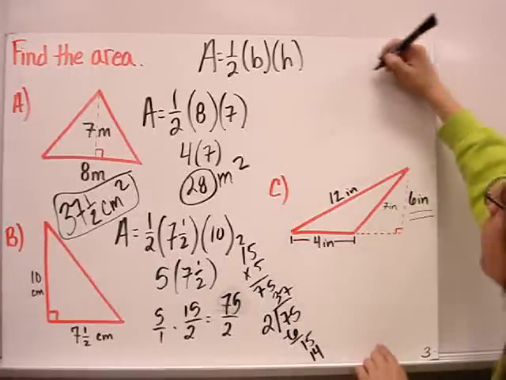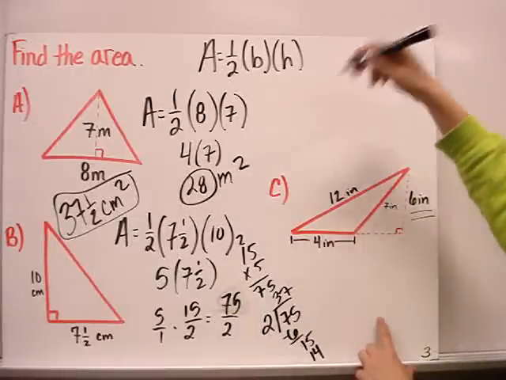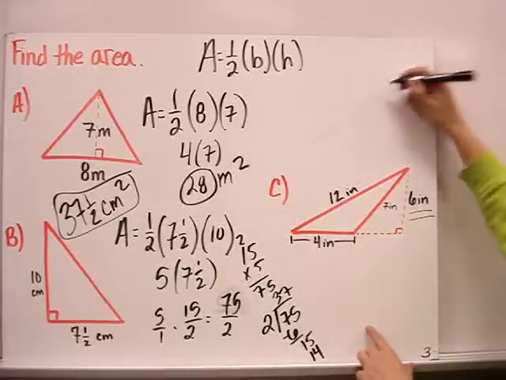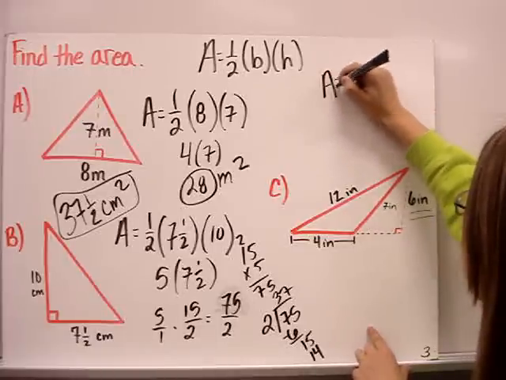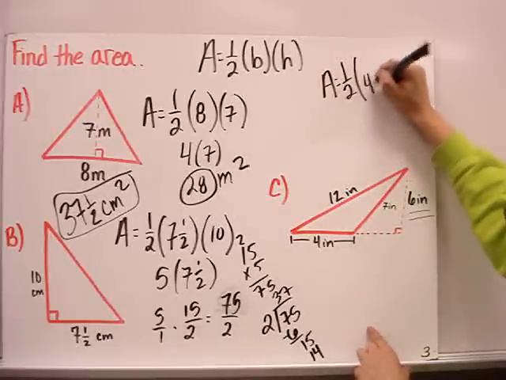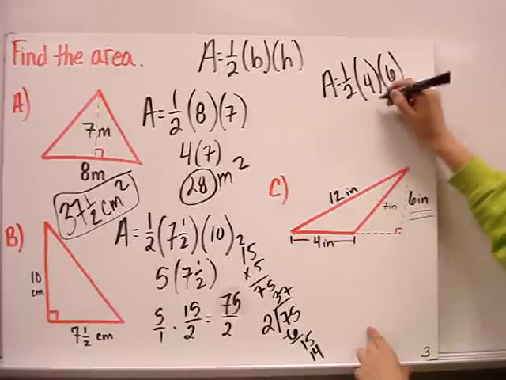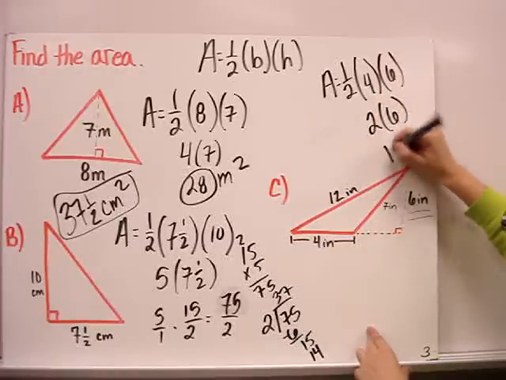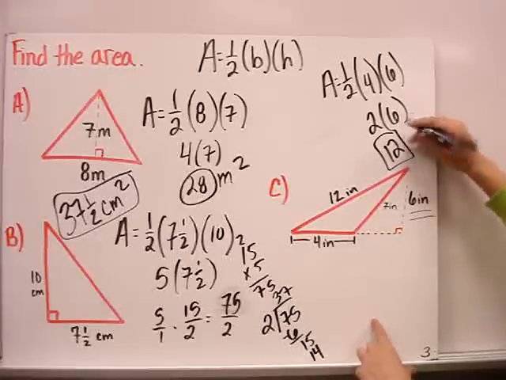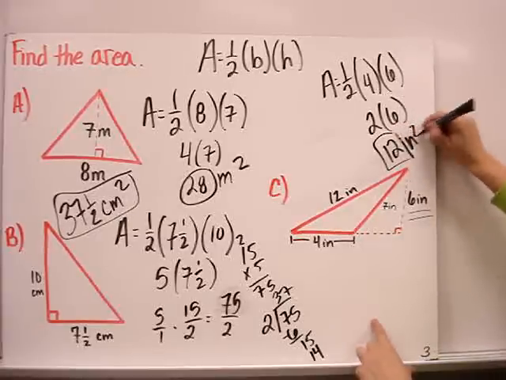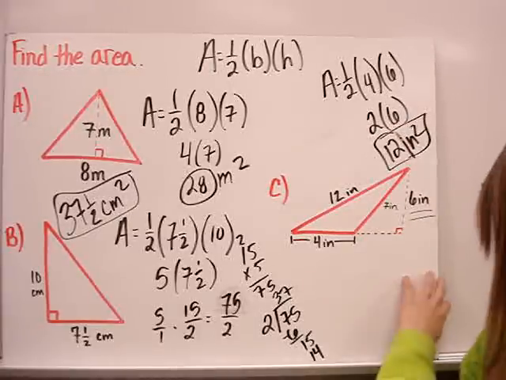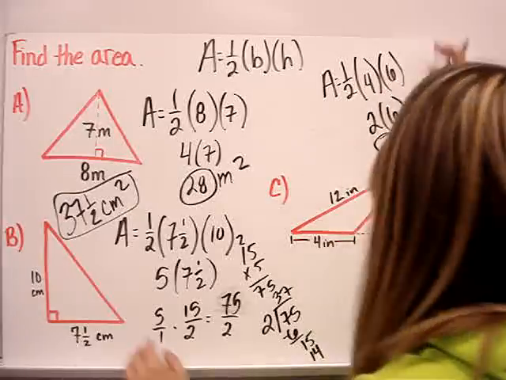So if A is 1/2 BH, 1/2 times the product of the base and the height, then I'm going to say that the area is 1/2 times 4 times 6. Well, half of 4 is 2, times 6 is 12. So, oh, there we go, 12 inches squared. And that is the area of triangle C.